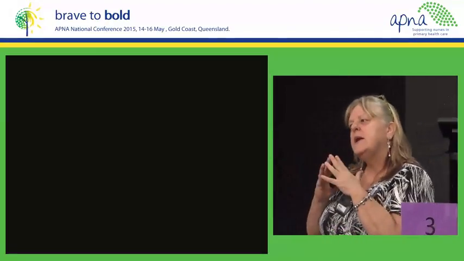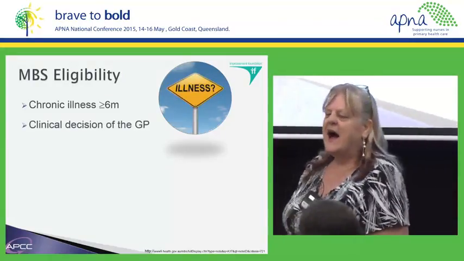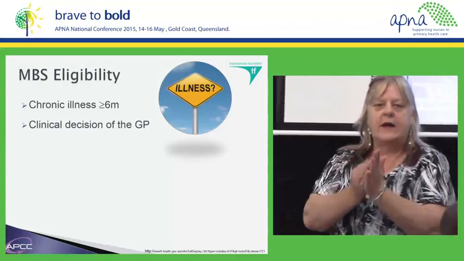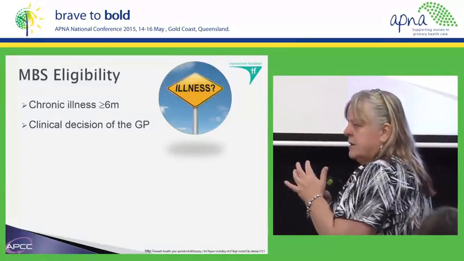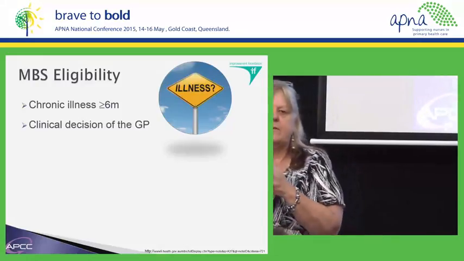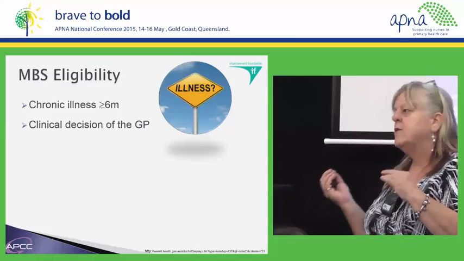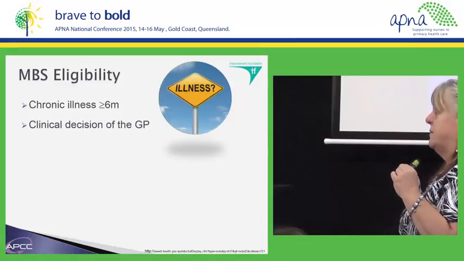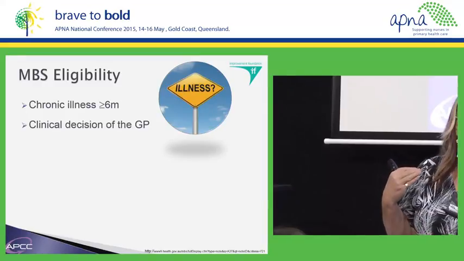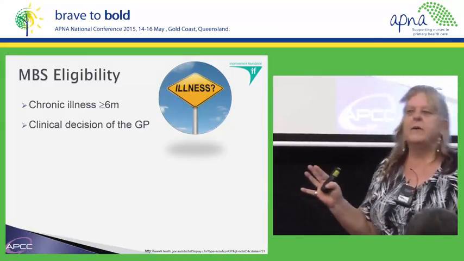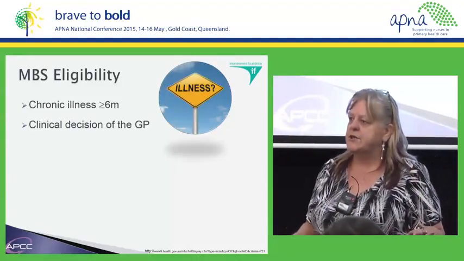So this is a really important point. In 2010, Medicare acknowledged that there was a discrepancy between what they said a GP could do and what the clinical guidelines said a GP should do. And they went, uh-oh, we can't do this because that opens us up. We are not clinicians. So it's the clinical decision of the GP.